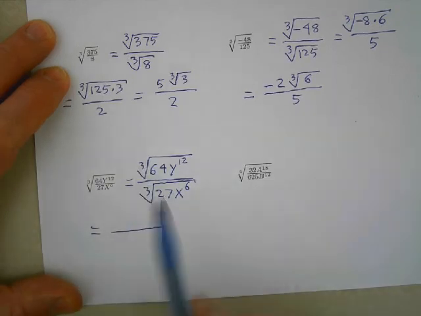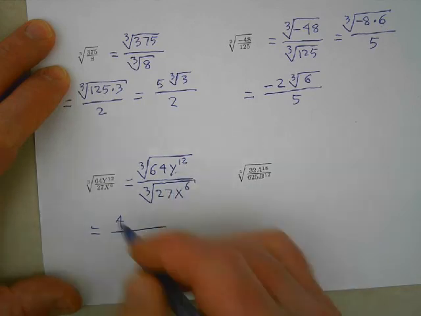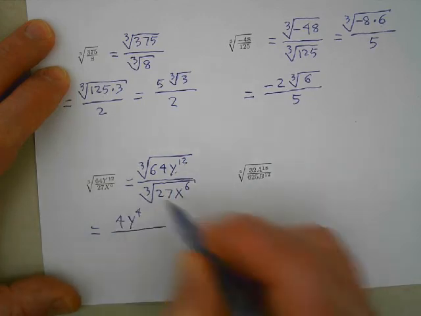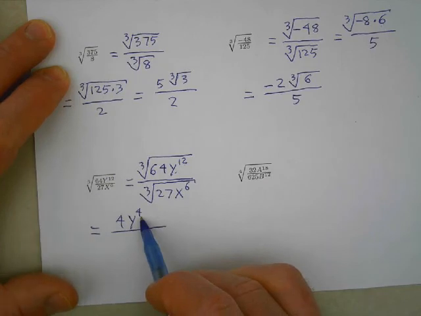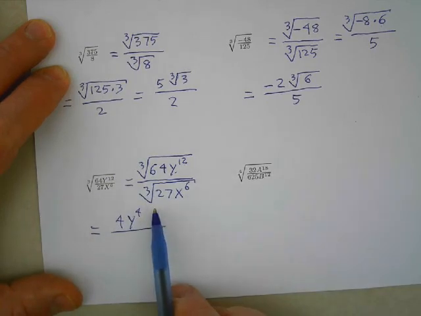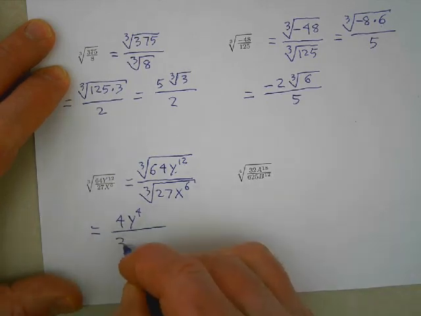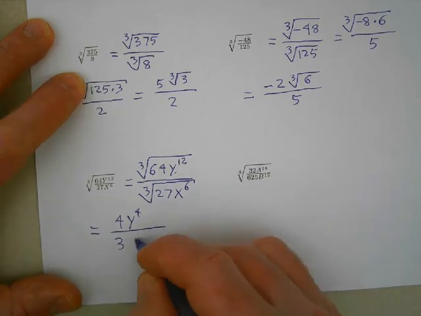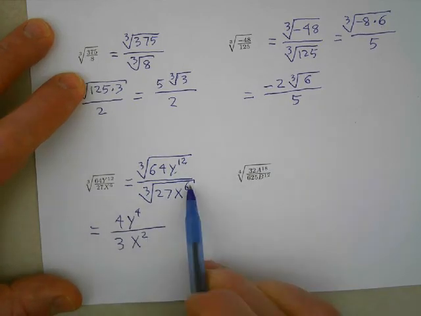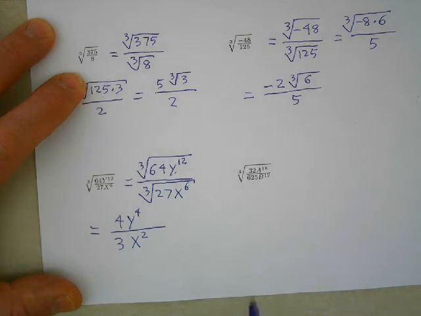The cube root of 64 is 4. The cube root of y to the 12th is y to the 4th, because 12 divided by 3 is 4. In the denominator, the cube root of 27 is 3, and the cube root of x to the 6th is x to the 2nd, because 6 divided by 3 is 2.